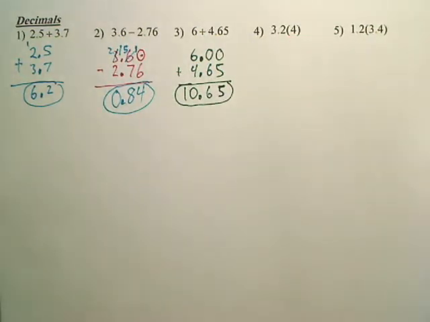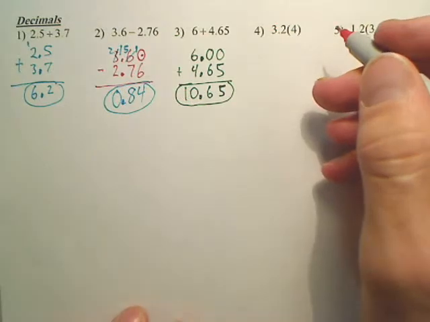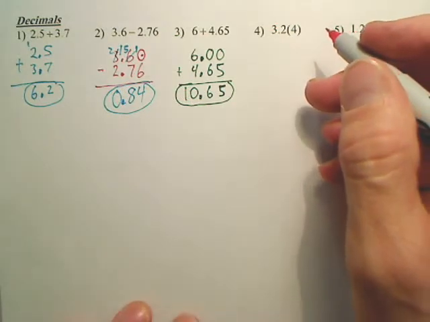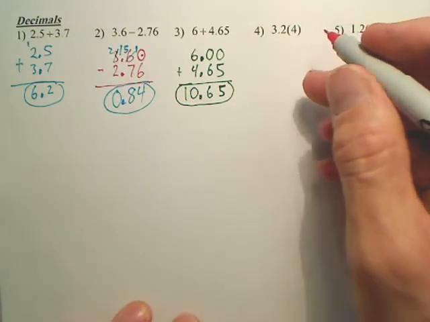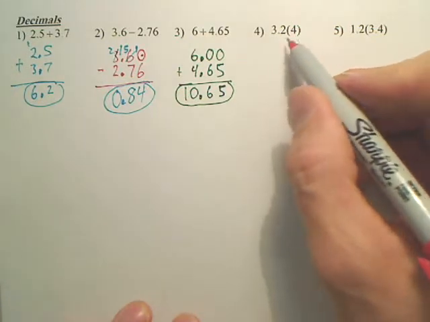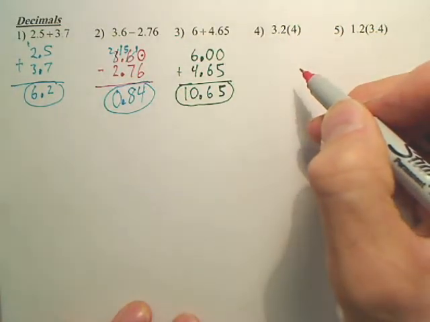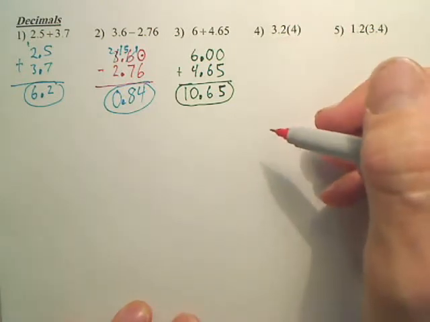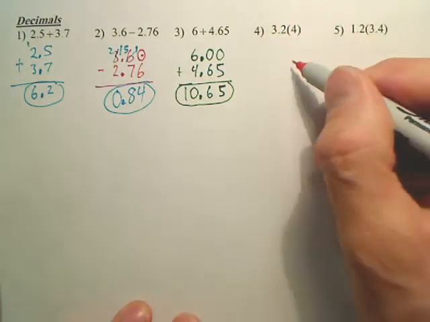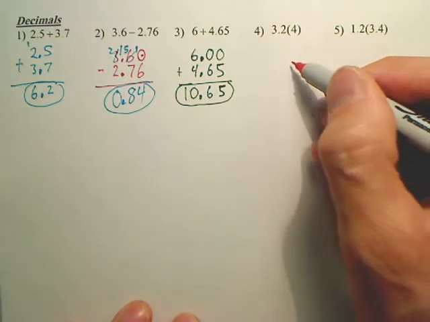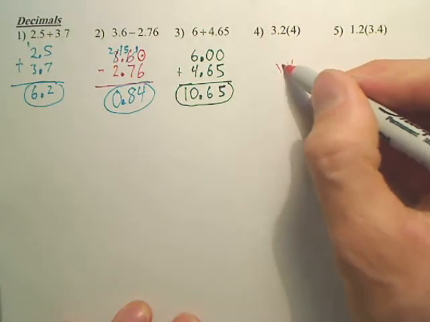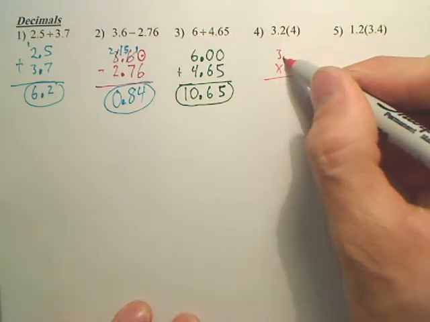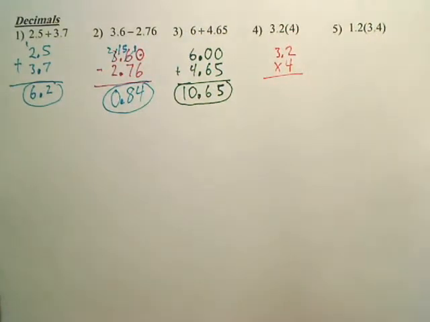Now we're going to multiply. When you multiply, a little bit different. You don't worry about lining them up. I usually, doesn't matter which one I put on bottom or top when you multiply. Which of these is smaller? You probably want on the bottom. The one with less numbers. So basically I'm going to do 4 times 3.2. Okay?